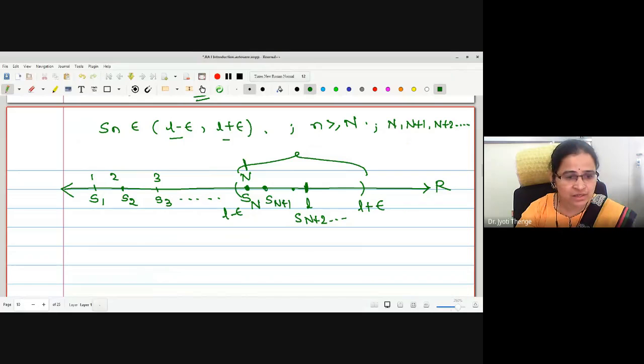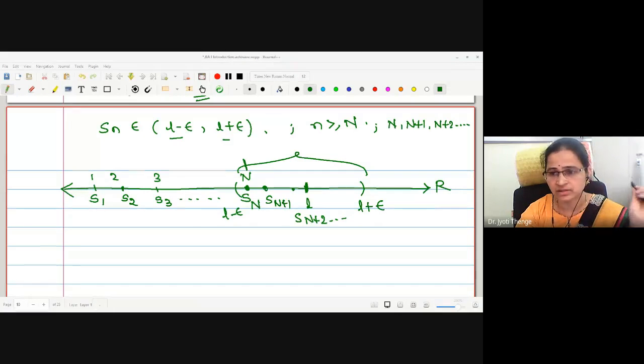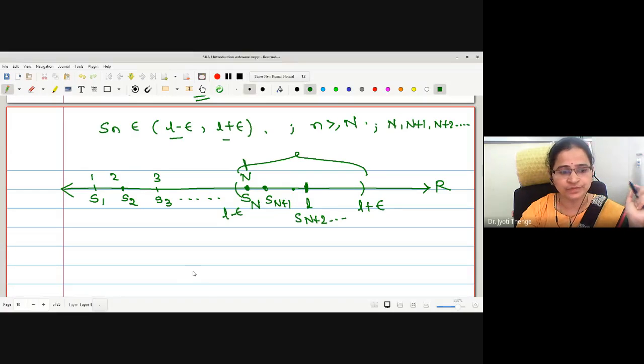Is this fact clear to everyone? With this geometrical sketch, is the convergence of the sequence clear? If you have a doubt, you can ask me at any stage. Is this point clear to everyone?